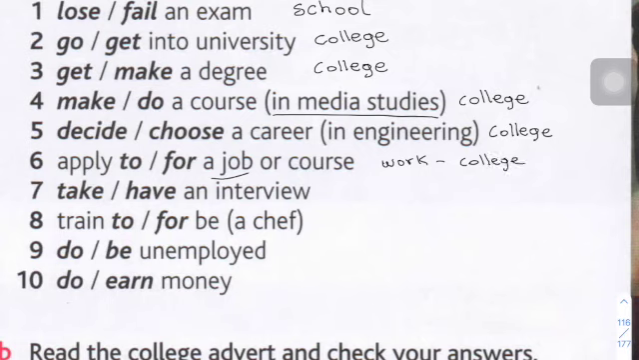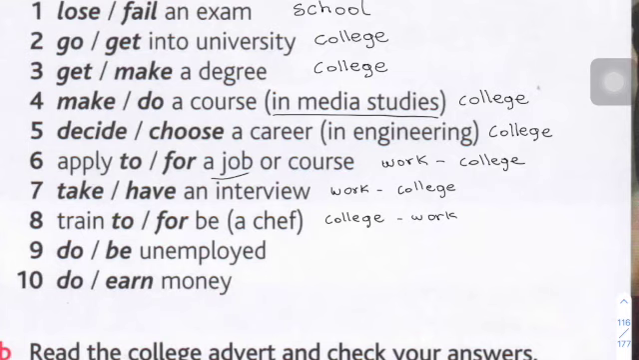Have an interview. This could be both too. If you're applying for a job, probably you have an interview. And if you're applying for a course, you also will probably have an interview. Train to be a chef. You go to college to train to be a chef, or if you're a waiter and you're going to be promoted to be a chef in a restaurant, probably you can do it also at work.